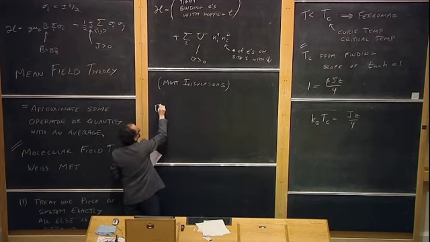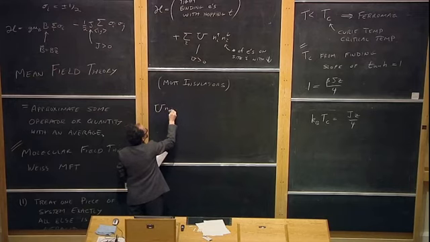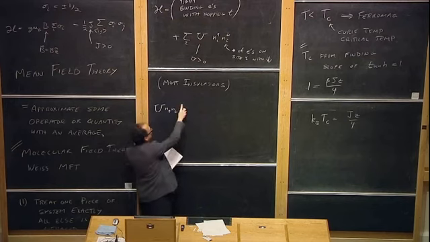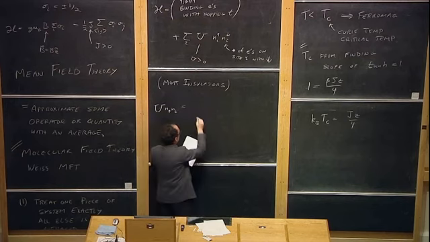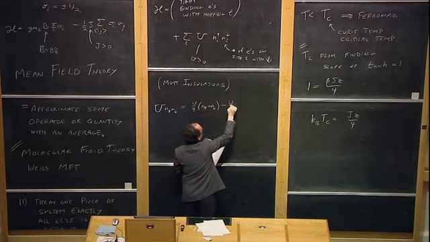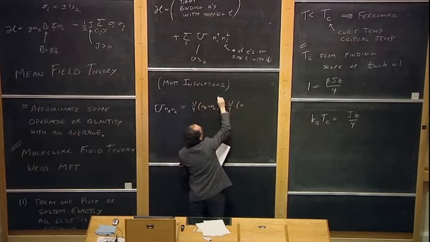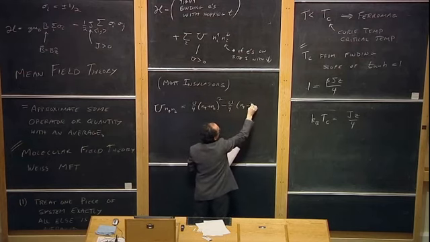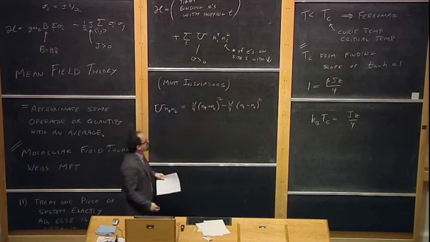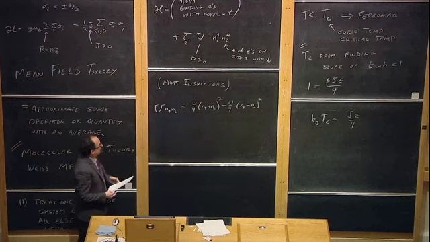Well, first thing we're going to do is write this interaction term in the following form. We'll write it as u over 4 times (n up plus n down) squared, minus u over 4 times (n up minus n down) squared. So that's just an identity. That's easy. We haven't done anything different here.